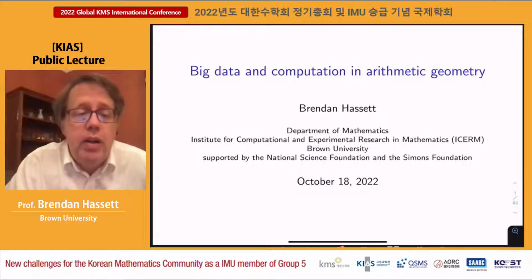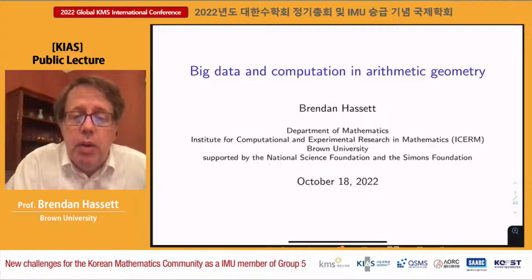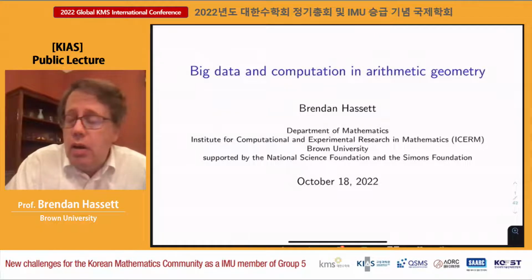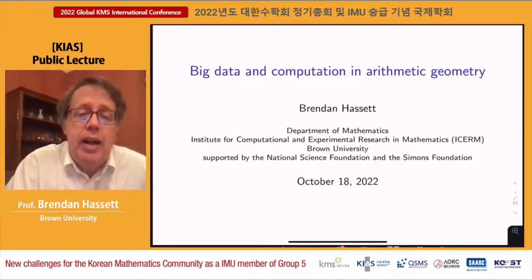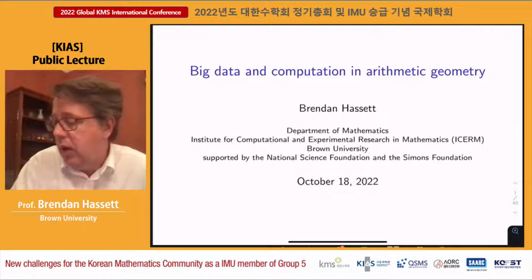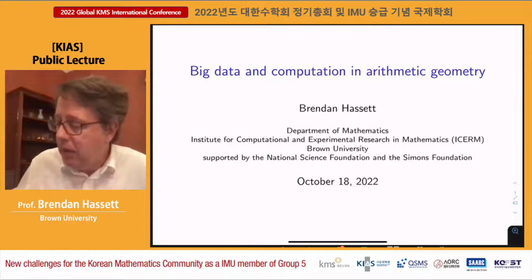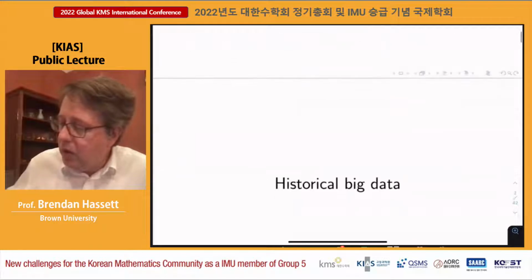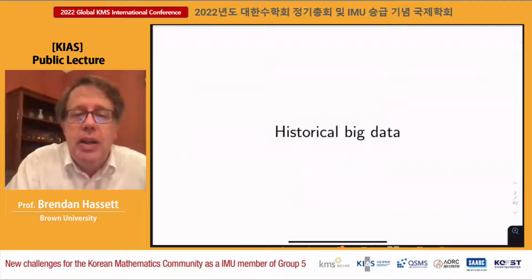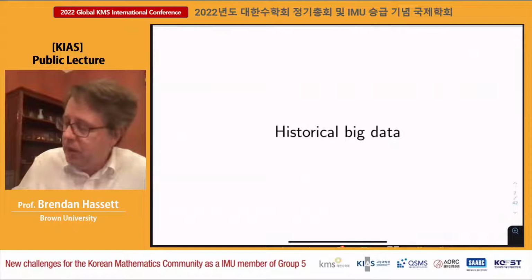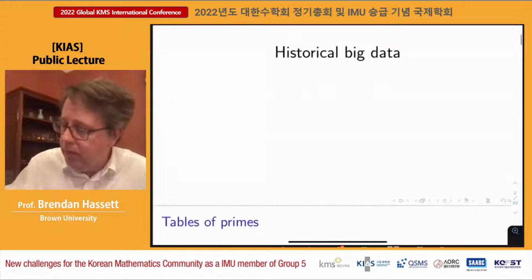And so part of what I'd like to do is to lay out this history and lay out how the compilation of large data sets has really informed number theory from the earliest stages, and to explain to you also how that tradition continues today through the work of the Simons collaboration that I participate in. So let me get started. I'm going to talk about historical big data, big data in the distant past that informed a lot of important results in number theory.